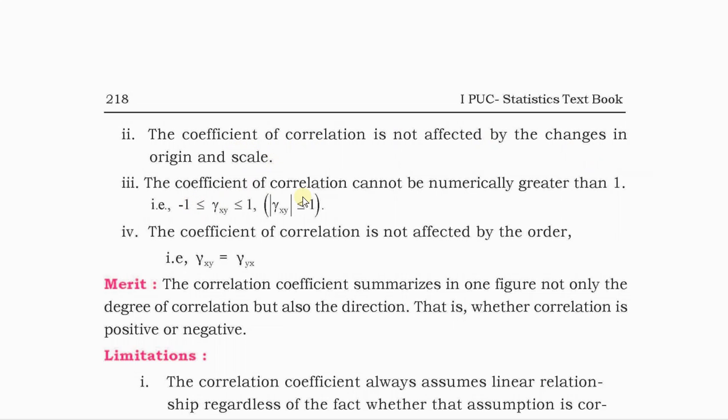Okay. The coefficient of correlation cannot be numerically greater than 1. That is, it lies between -1 and 1. Or if you take the absolute value, that is, the modulus, it will be less than or equal to 1. So whatever answer you get will be greater than or equal to -1 and less than or equal to 1. So Karl Pearson's correlation coefficient lies between -1 and 1, but it will never exceed 1 or go below -1.